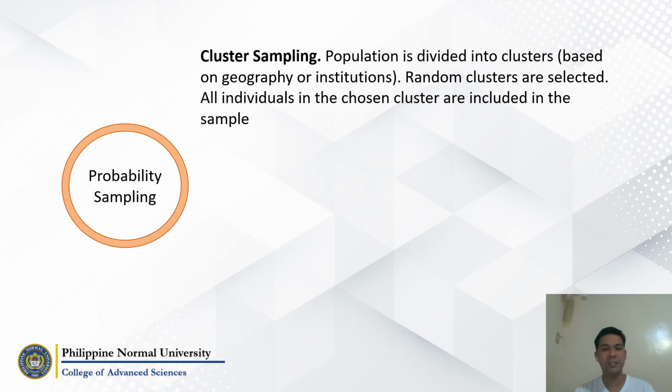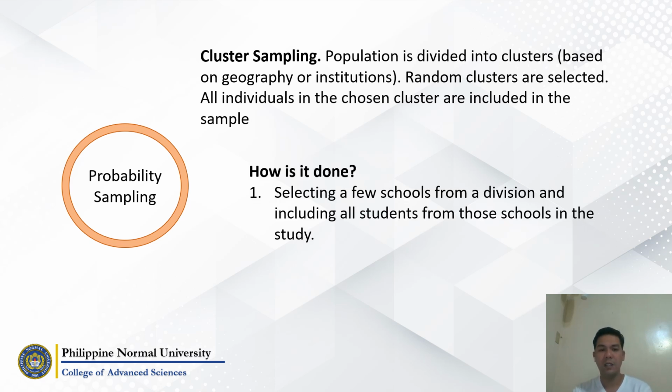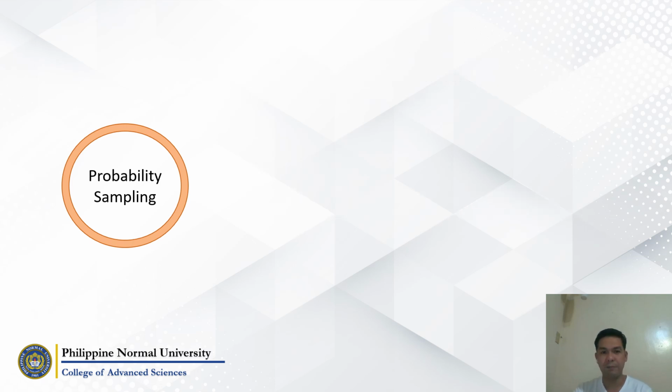The next one is the cluster sampling. So for cluster sampling, population is divided into different clusters, based on geography or institutions, or depending on what kind of cluster is needed in your research. So random clusters are selected and all individuals in the chosen cluster are included in the sample. So how is it done? Say, for example, selecting a few schools from a division and including all students from those schools in the study.